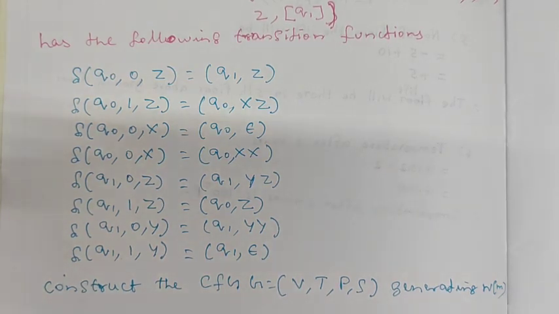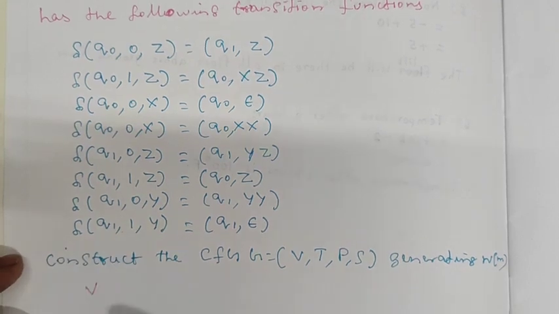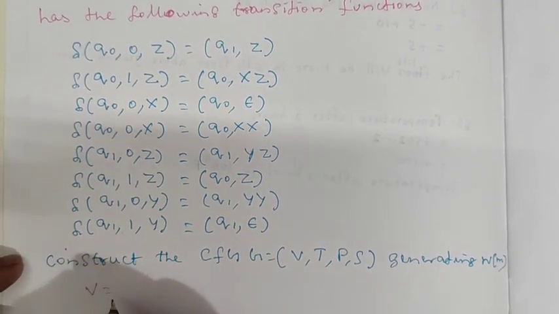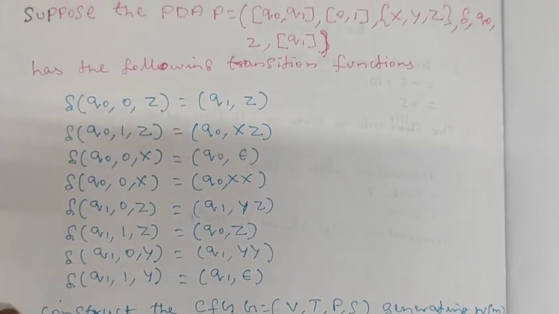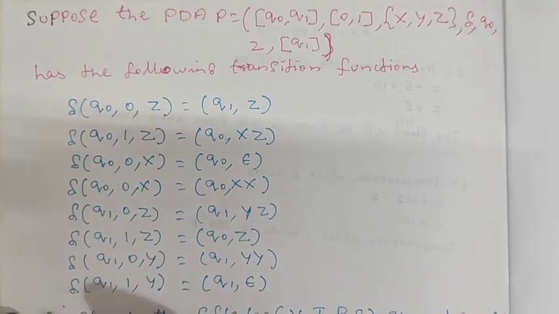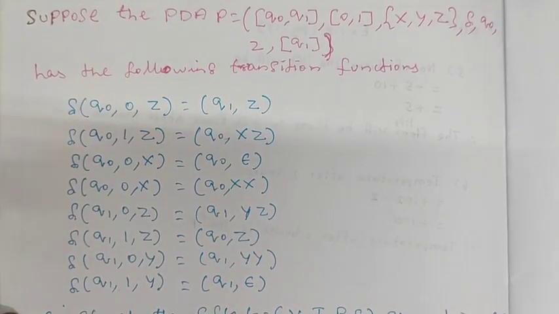Now, the first step is, first we have to construct the variables here. So what are the variables here? Say for example, first we will learn about variables. So how to construct the variables here. V is called the variable. Now the starting symbol is actually S here. Okay, the starting symbol is S.